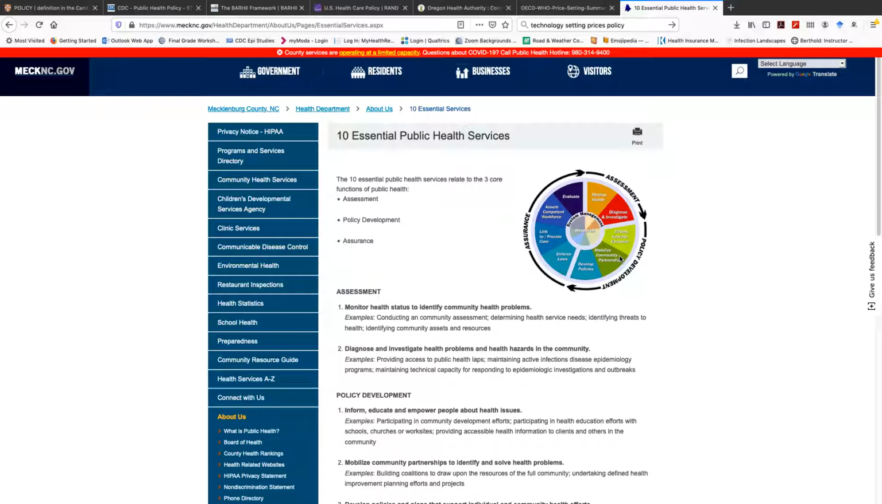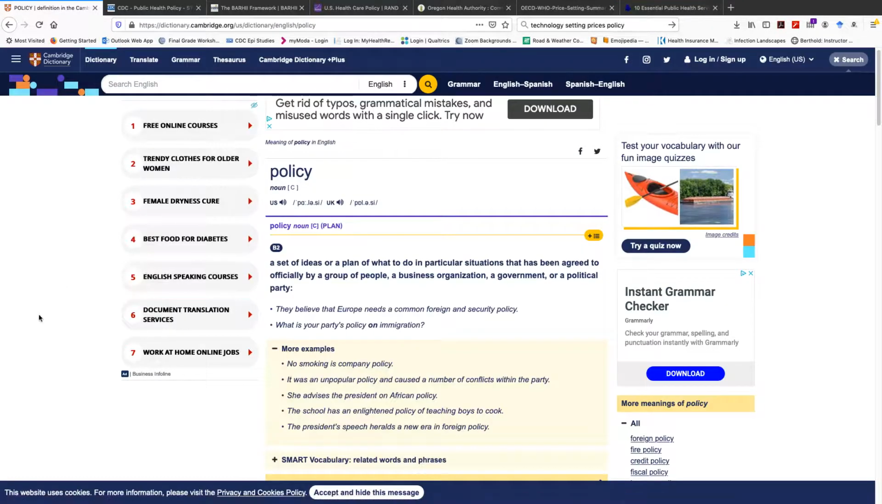Now, let's make sure that we have a good working definition of what a policy is. Policy is a set of ideas or plan of what to do in a particular situation that has been agreed upon by an official group of people. So this could be a board of directors, a school board, your housing association, or your rental agreement set up with a housing association that has a board, a business organization. So yes, businesses can set policies.